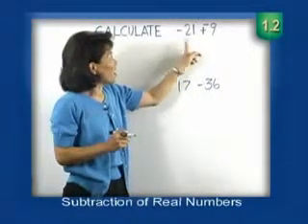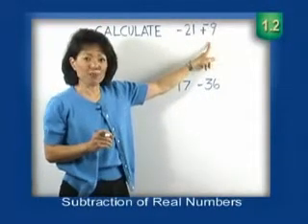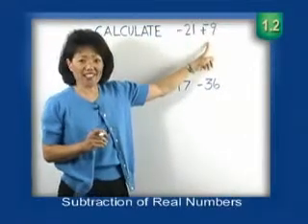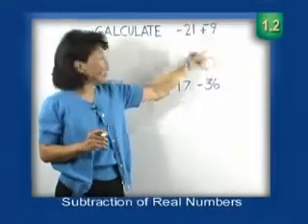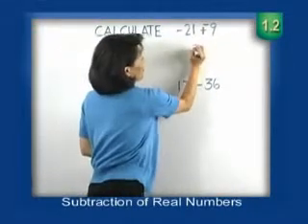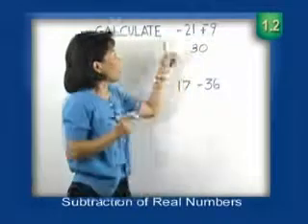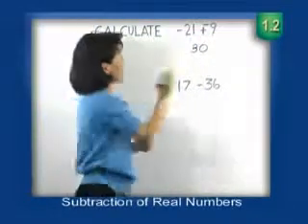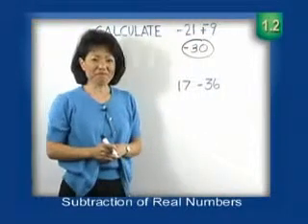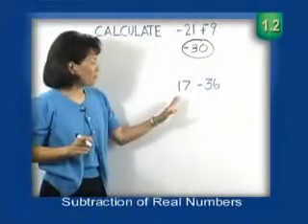If the signs are the same, in this case they're both negative, we're going to add the numbers and take their common sign. Again, that's negative. 21 plus 9, 30. Again, the common sign negative. So our total is negative 30. Let's look at our next problem.